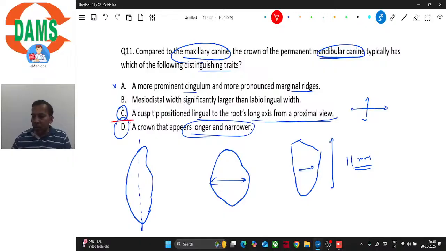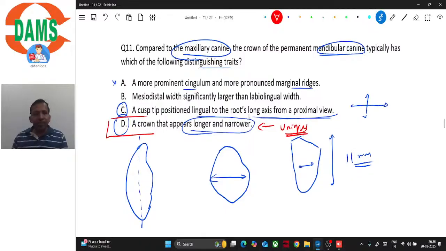Option D is a unique feature, isn't it? It has the longest crown of all the teeth, and that's why this is more specific. Is it clear? So though options C and D are both correct, we will go with D because that is more specific. It is more unique. This is a unique feature, because the mandibular canine has the longest crown. Right?